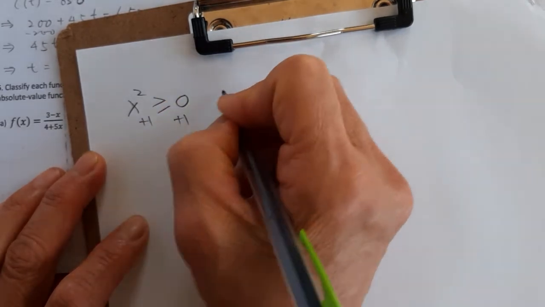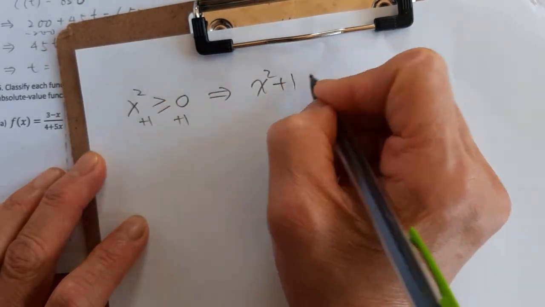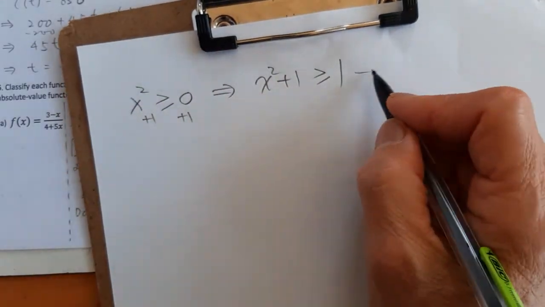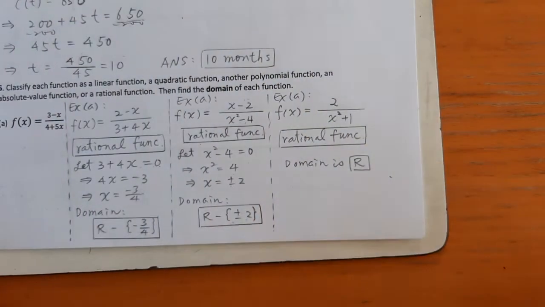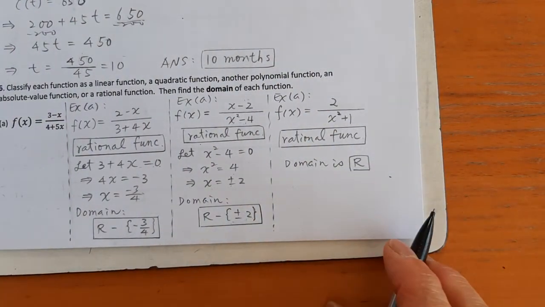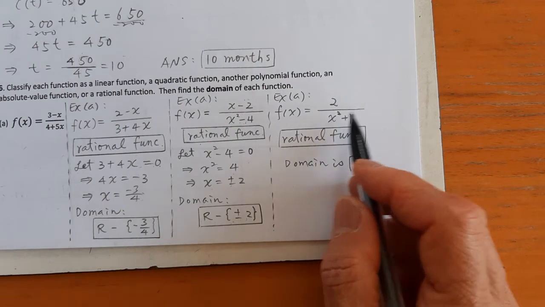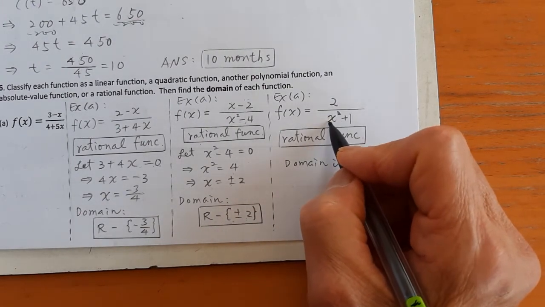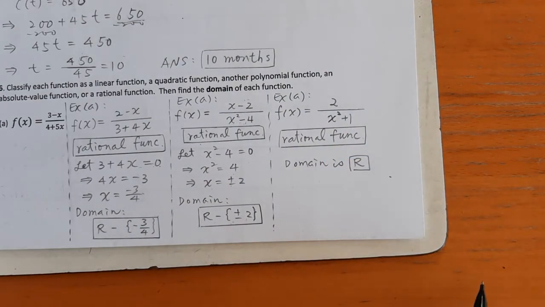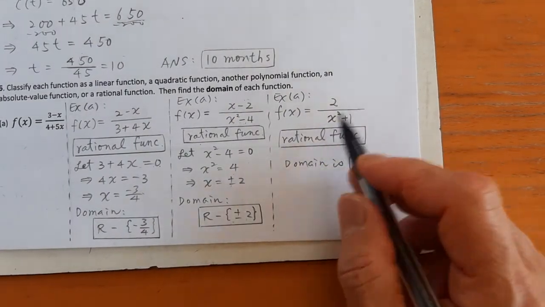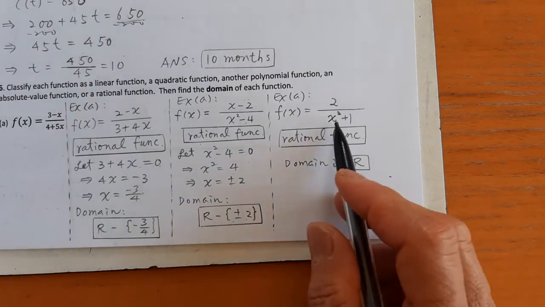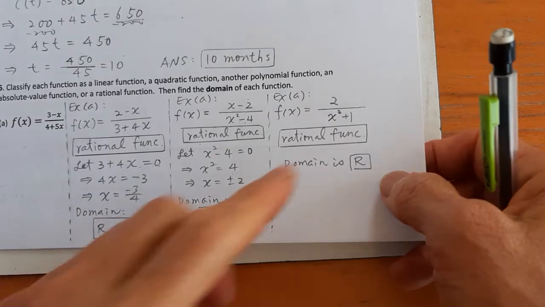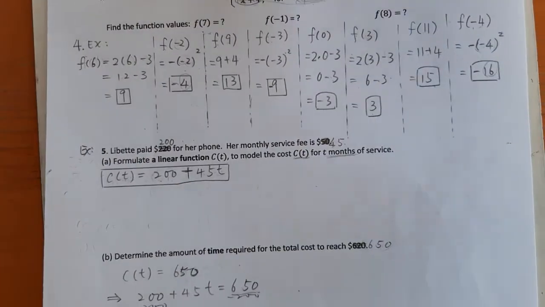Then you add 1, and you will get x squared plus 1 greater than or equal to 1. Never equal to 0. The denominator's minimum is 1. So you can plug any real number in for x and make the denominator non-zero, and 2 divided by a non-zero number has a function value. So the domain is all the real numbers. The denominator never equals 0.